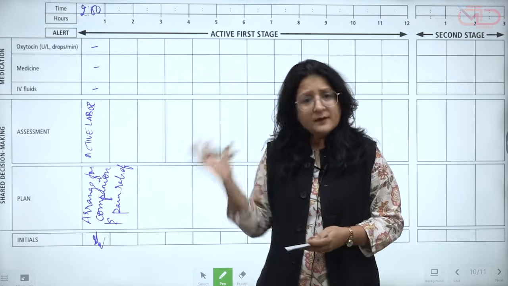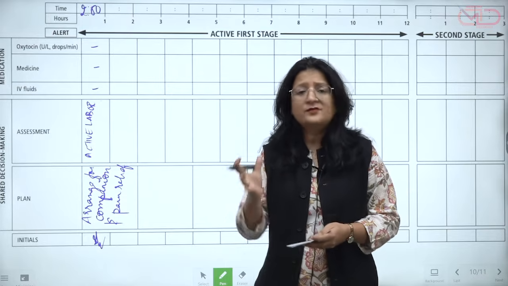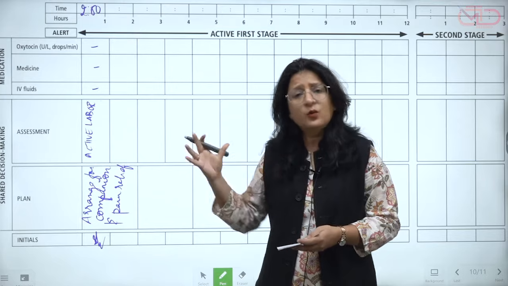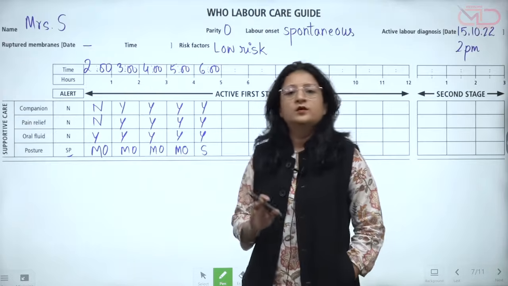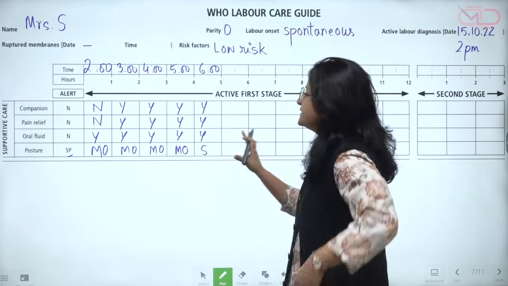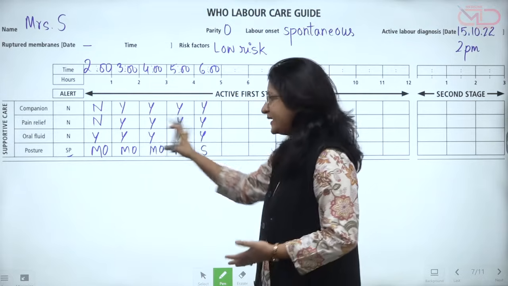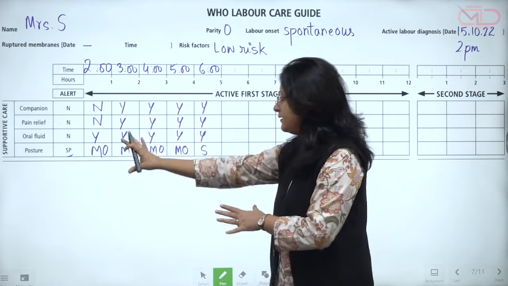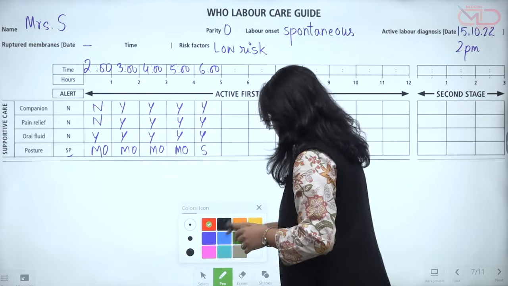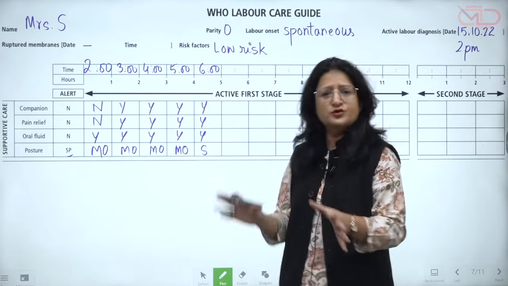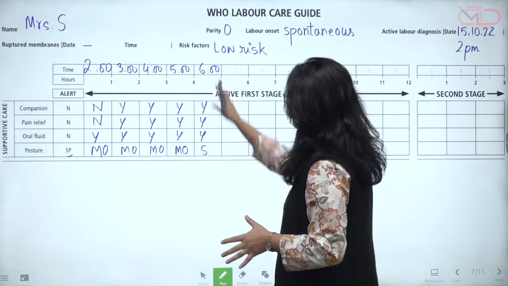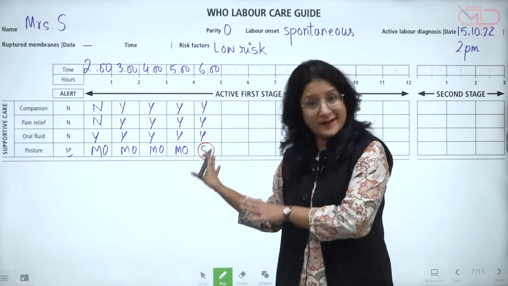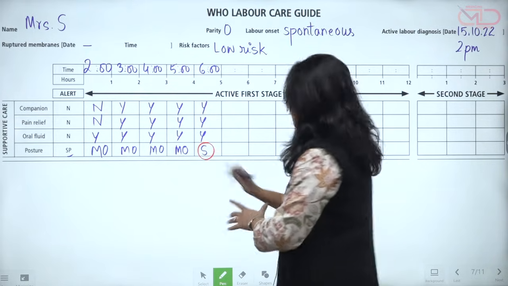And the monitoring of other parameters, like the monitoring of fetal heart rate every half hourly or the monitoring of uterine contractions every half hourly, that is going to continue as usual. So over the course of monitoring, we see that the companion is now arranged, she's getting the pain relief, she's taking oral fluids in between, she's maintaining posture as mobile, that means she's walking around, she's shifting her posture, she's not supine basically, right? And then at 6 p.m. assessment, she's now lying down supine, so that needs to be highlighted and circled, so that's our alert here.